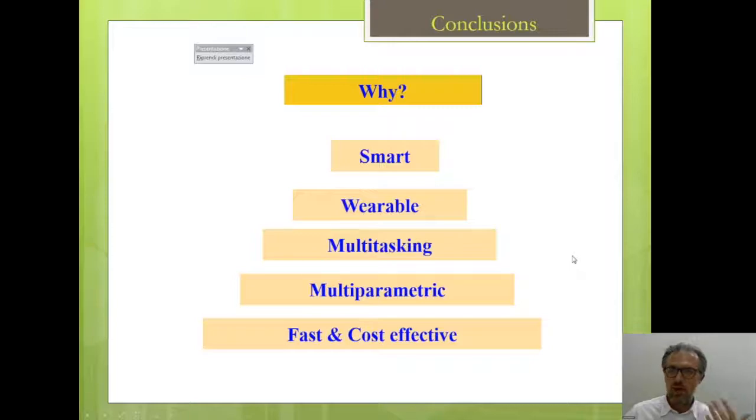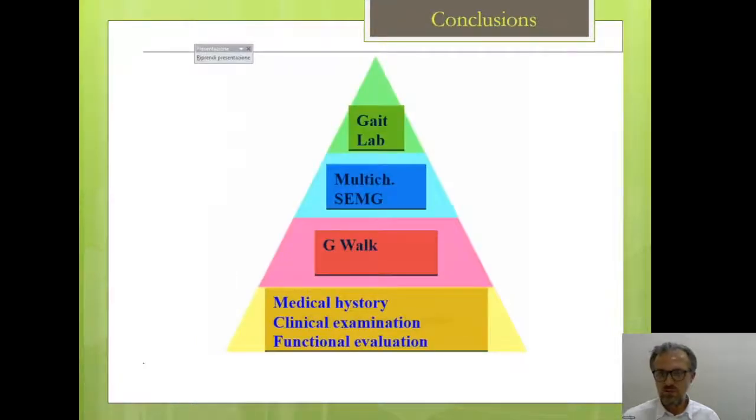So at the end, why did I decide, and why did we decide, to use this technology in our rehab center? Because this is a smart technology, it's wearable, it's multitasking, as you can see, it's multi-parametric, it's very fast and cost effective, because in a few minutes you can get a lot of data about your patient. You don't need a huge gait lab system, and you have an objective evaluation.